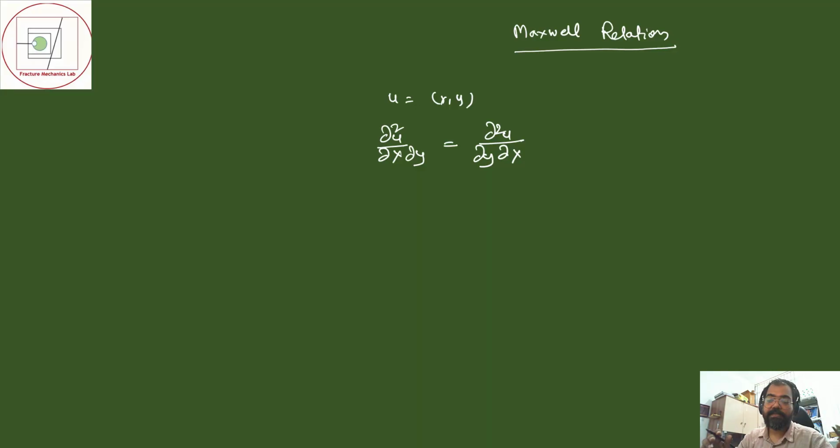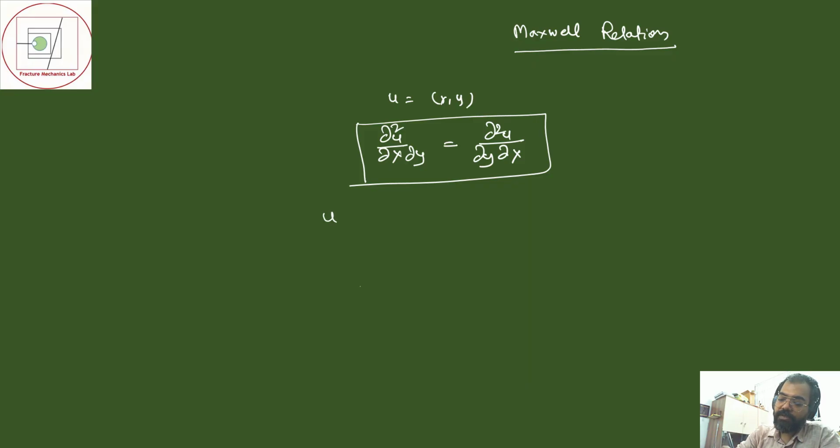So you know that if u is a function of two variables x and y, then del 2u by del x del y will be equal to del 2u by del y del x. So it doesn't matter from which variable you differentiate first. The second derivative, if you are differentiating with respect to both variables, then this is an identity. And using this on four different potentials in thermodynamics, you get Maxwell relations.